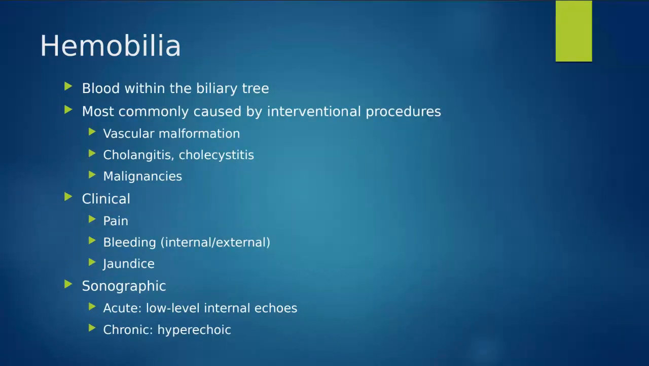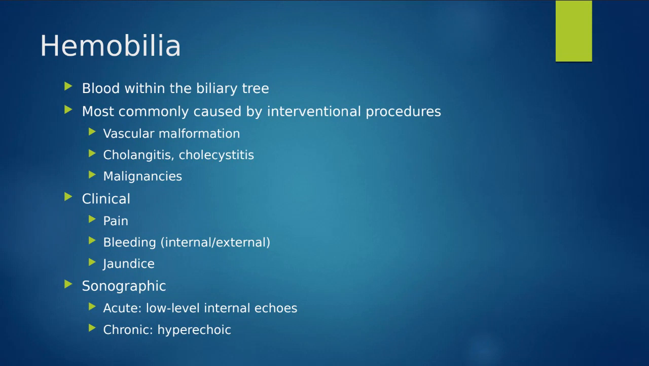Next, we have hemobilia. This is when we have an accumulation of blood within the biliary tree, and this is not something that really occurs spontaneously. This is something that is usually going to occur after a patient had some type of interventional procedure done. So did they have a liver biopsy and maybe we nicked one of the vessels and now we're bleeding into the bile ducts? There are a bunch of different things that can result in hemobilia, but naturally occurring hemobilia is not necessarily going to be a thing. So usually going to be caused by some type of interventional procedure.